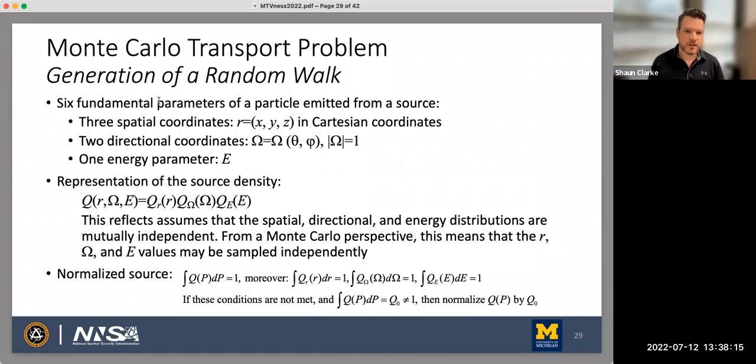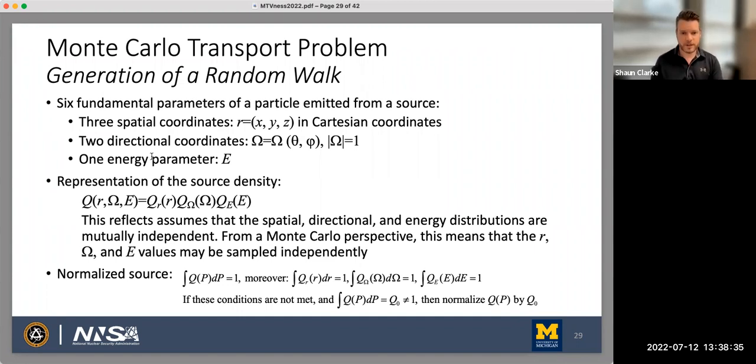So as we said, the phase space of this particle along its random walk consists of a set of 6 variables: 3 spatial, 2 angle, and 1 energy. And in terms of the source, which is the most important step of a Monte Carlo calculation, if you're going to do particle transport in any kind of medium, you need to define a source.